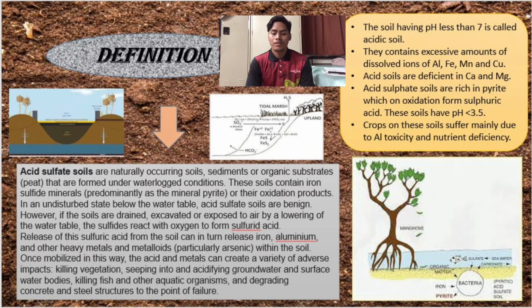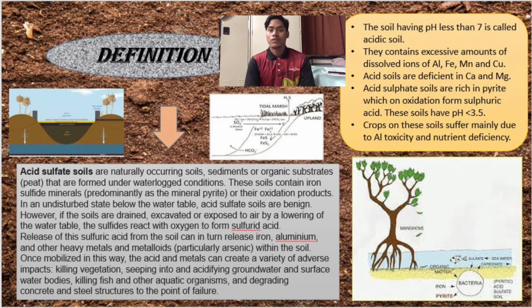Once mobilized in this way, the acid and metals can create a variety of adverse impacts: killing vegetation, seeping into and acidifying groundwater and surface water bodies, killing fish and other aquatic organisms, and degrading concrete and steel structures to the point of failure.